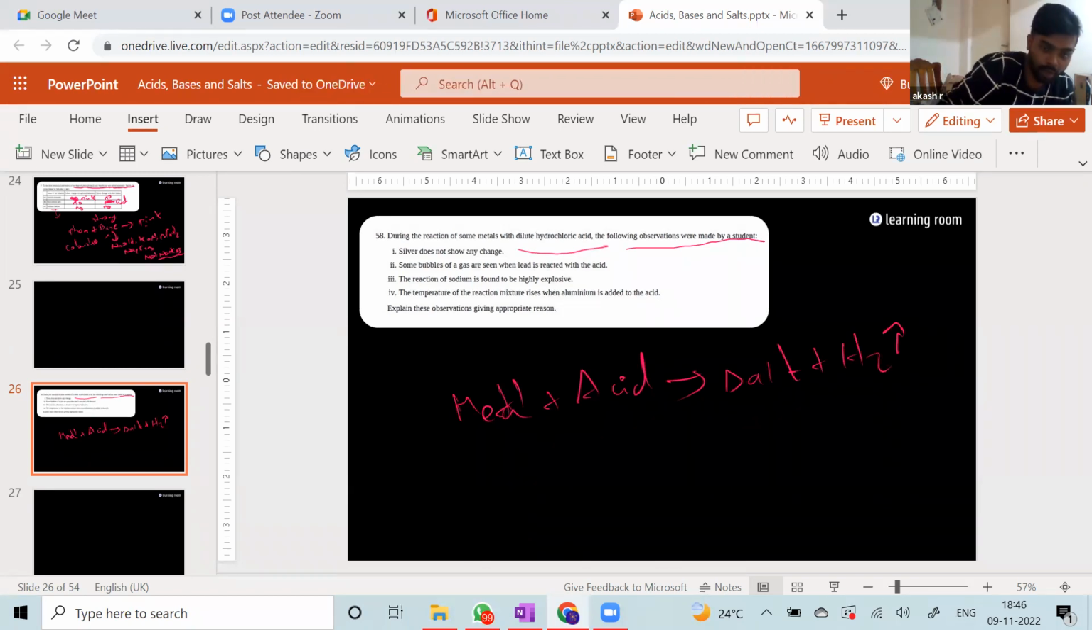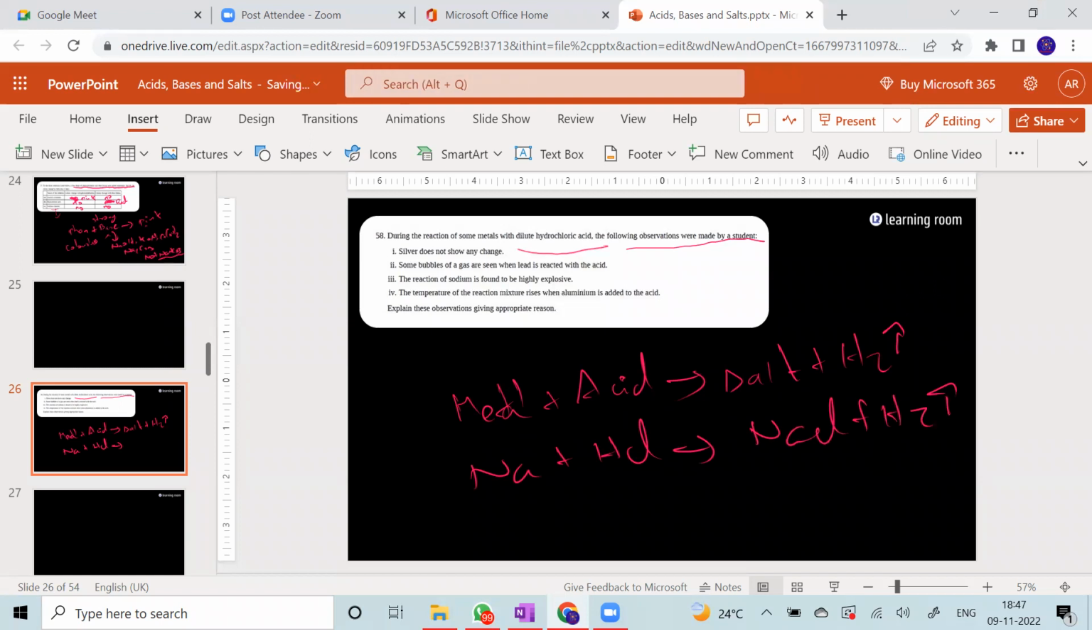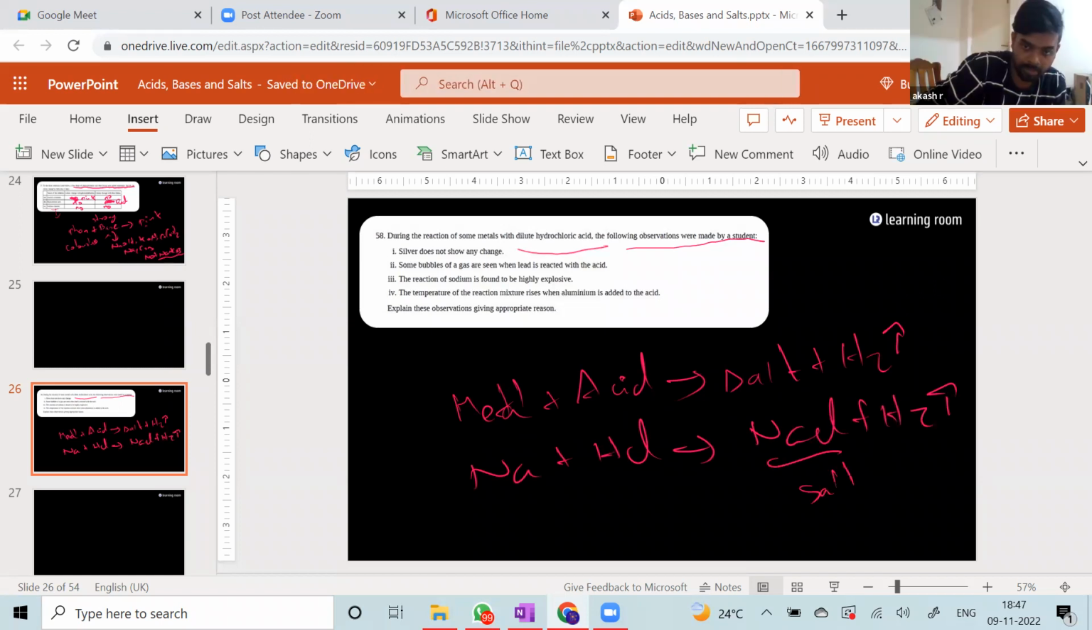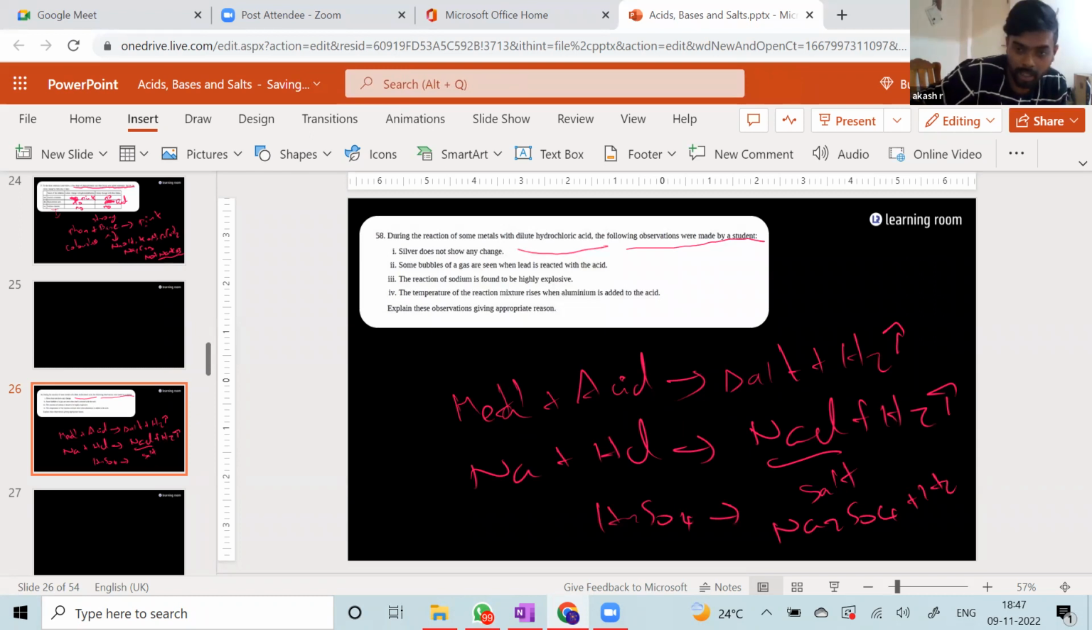For example, if I have sodium reacting with HCl, you are going to form NaCl plus H2. This is the salt formation. Now, instead of HCl, if I had put H2SO4, then you would have formed Na2SO4 plus H2. The salt is going to be different depending on what anion is going to come here and here.